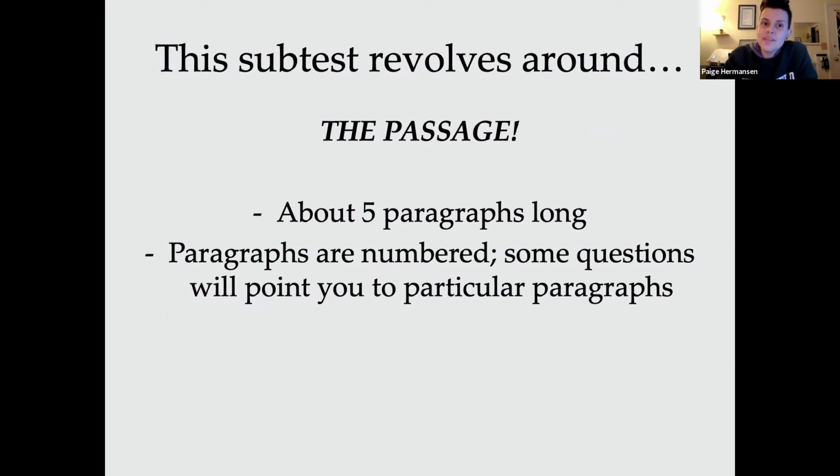So again, the reading subtest revolves around the passage. The passage is 5 paragraphs long. The paragraphs are numbered, and some questions will point you to particular paragraphs. For example, it will say, which of these answer options best describes the main idea of paragraph 3, or something along those lines, right?